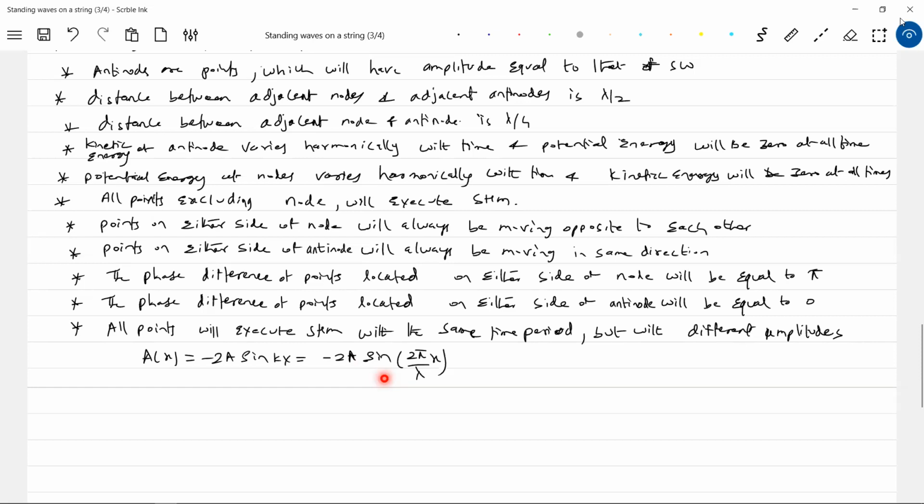How to calculate the speed also? The maximum speed of any point is given by 2a omega sine kx.